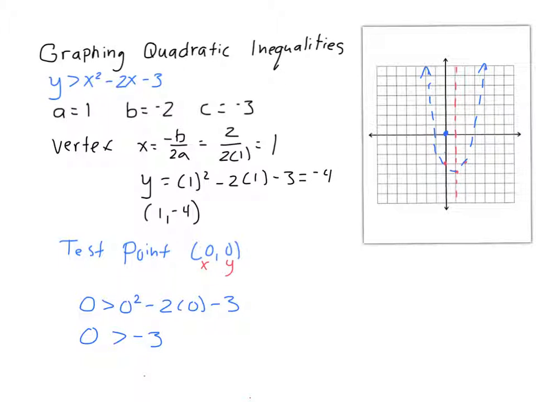If that point is part of my solution set and it lies inside the parabola, then all other points that lie inside the parabola are also part of my solution set. So I'm going to shade all of the points inside my parabola, and that becomes the solution to this problem. Now, had I come up with a statement down here that was false, I would have shaded the region where the test point did not lie. So I would have shaded outside the parabola instead of inside the parabola.